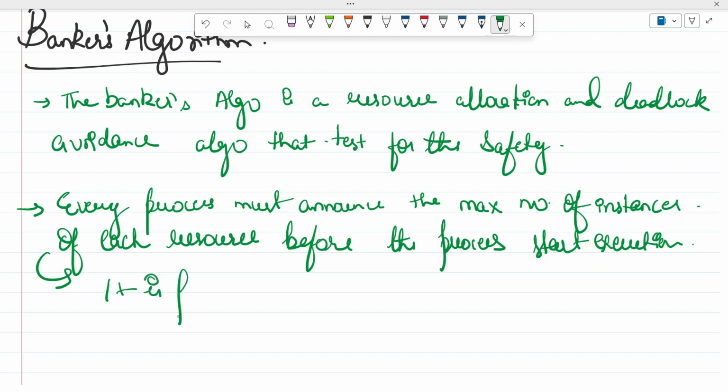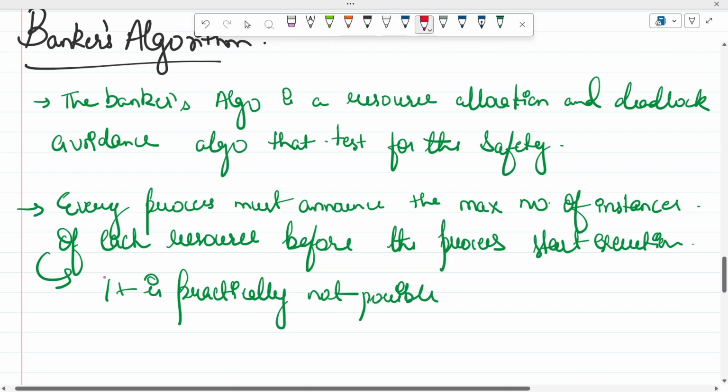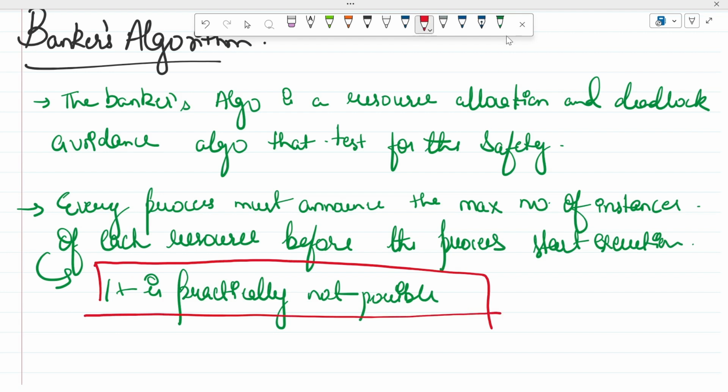So it is practically not possible. I hope you understand. I made it in red, so you remember that it is practically impossible. Okay, so this is what Banker's algorithm was.